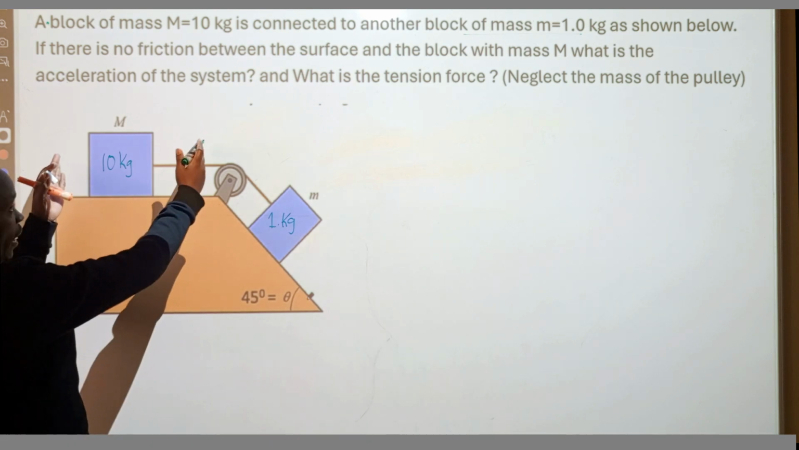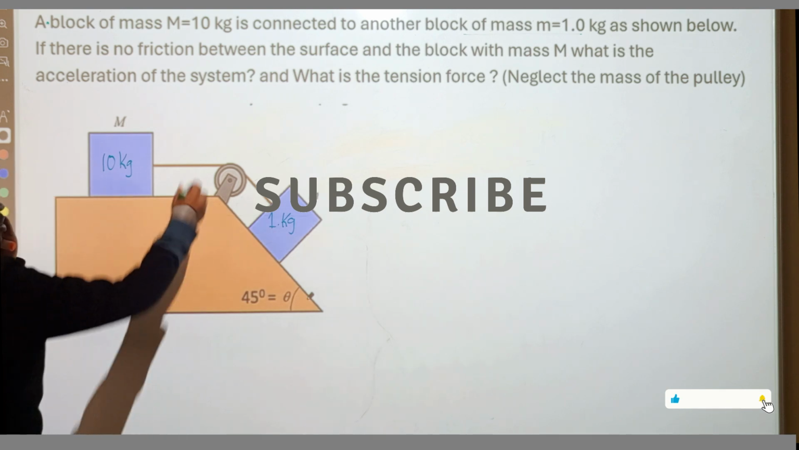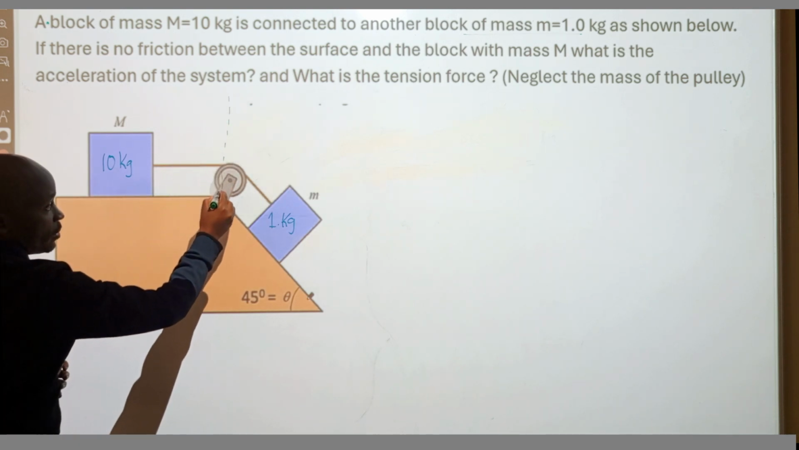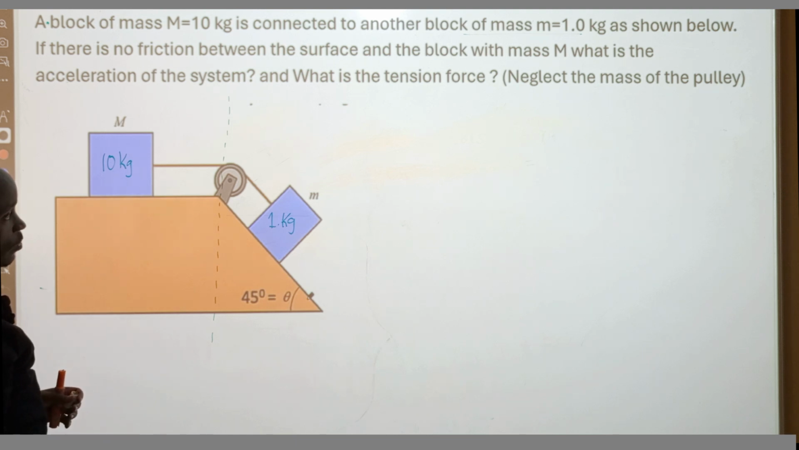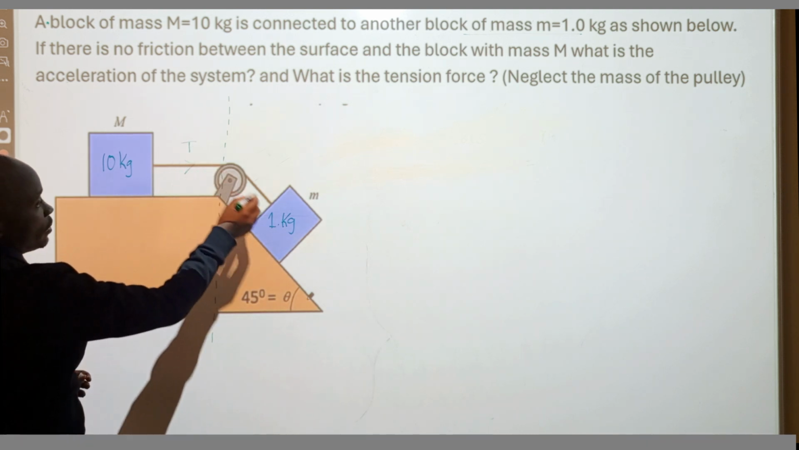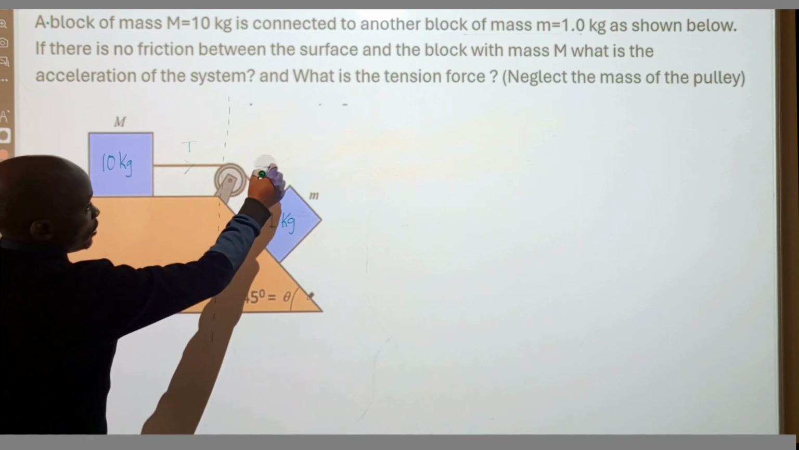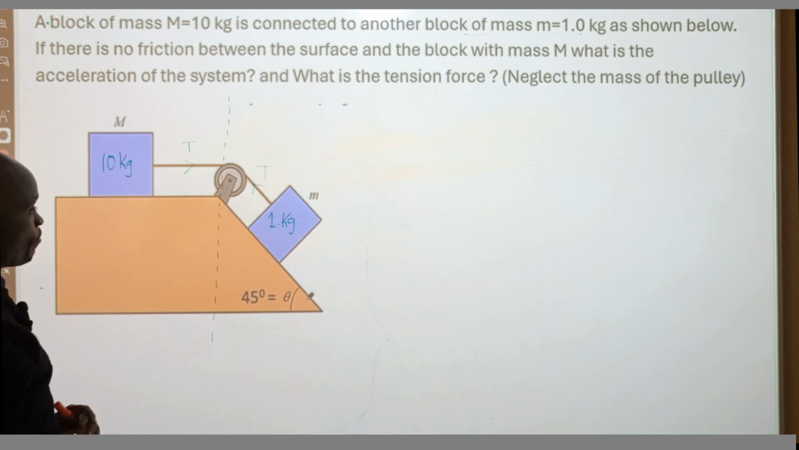All right, we can isolate them, this to be one system and this to be the other system. So just draw a line here to isolate the two. And then with that one, the tension force in this direction, T, and the tension force here, T, is the same. So T here and T here.